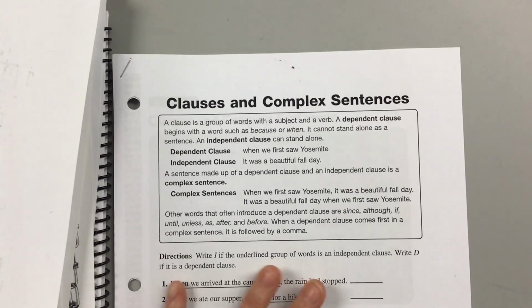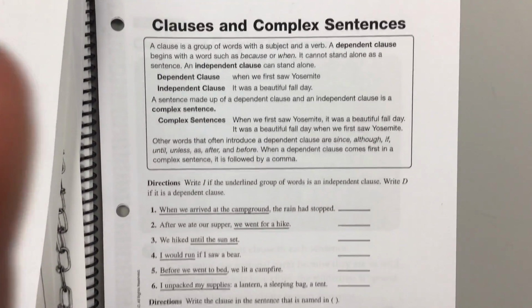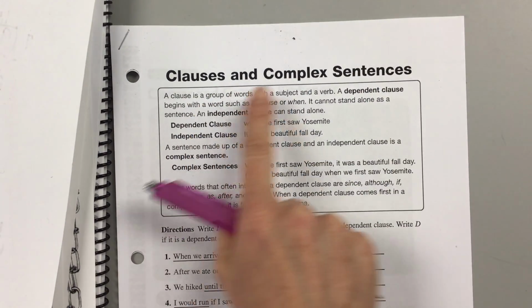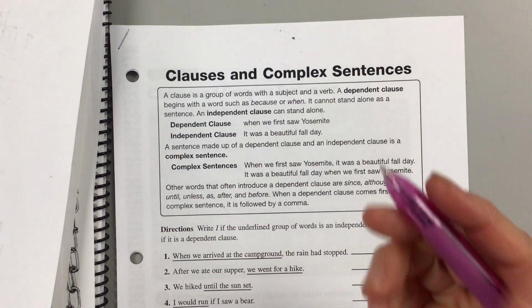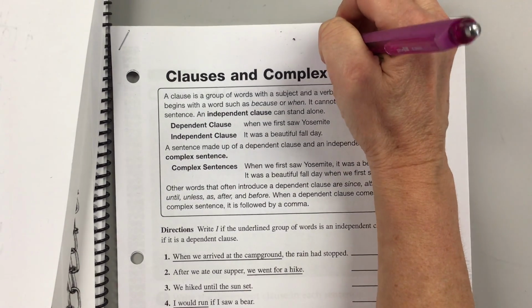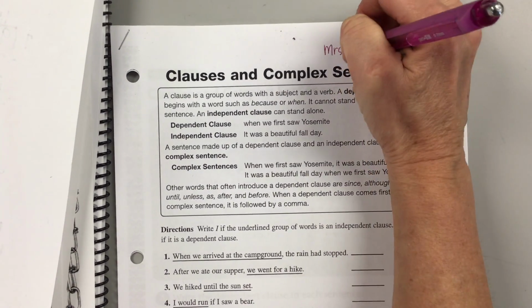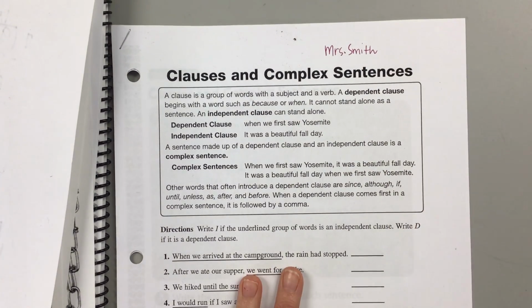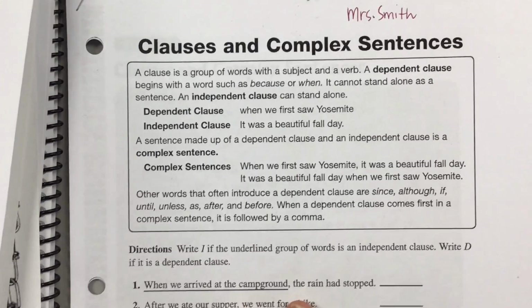We're going to kick off writing this morning with some grammar practice. Go ahead. You should have a clauses and complex sentences packet. Go ahead and put your name on the top of that. You should have out a highlighter. Usually when we start a new skill, we do some highlighting to talk about it.